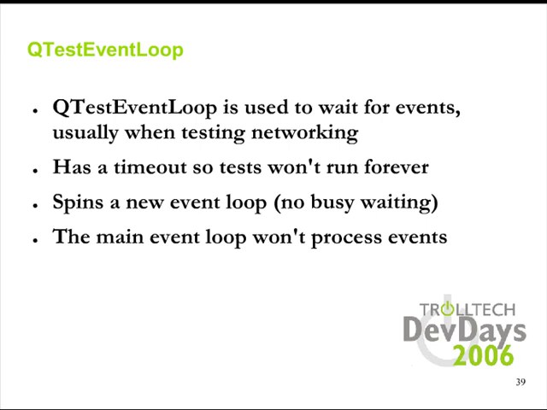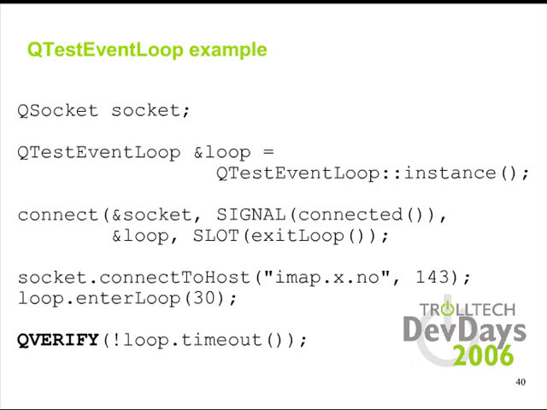We have a QSocket. QTestEventLoop is a singleton, so here we get an instance. The instance is the singleton instance of a QTestEventLoop. I connect my socket's connected signal to my loop's exitLoop. So whenever my signal connects, it will call exitLoop, which will exit the loop, of course. Then I tell my socket to connect to imap.x.no at port 143, which is the IMAP port.